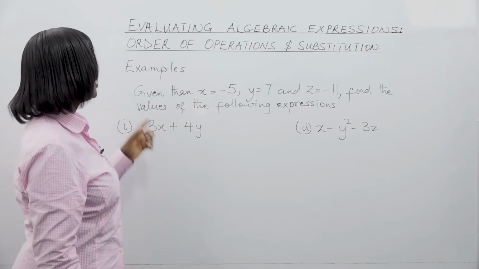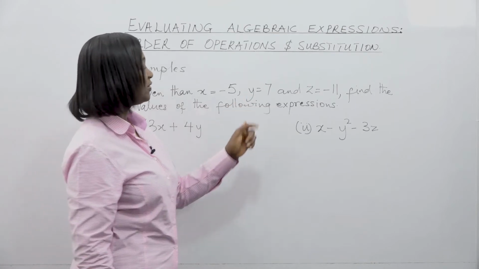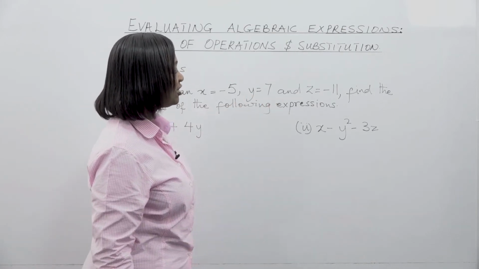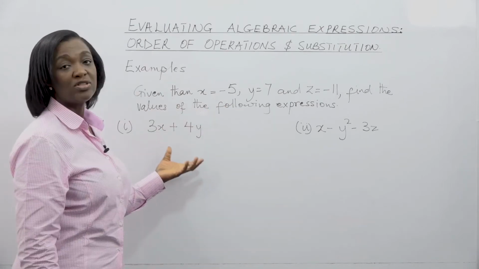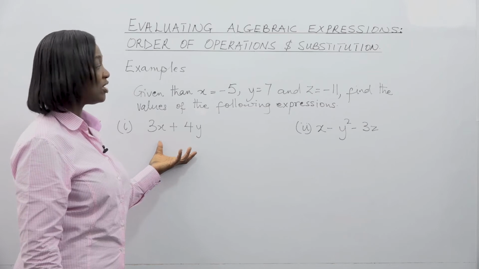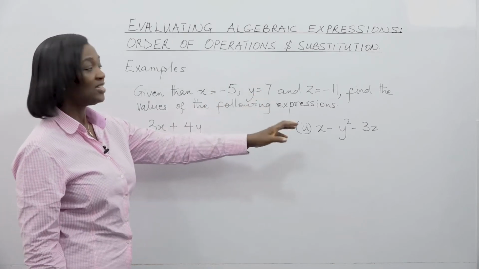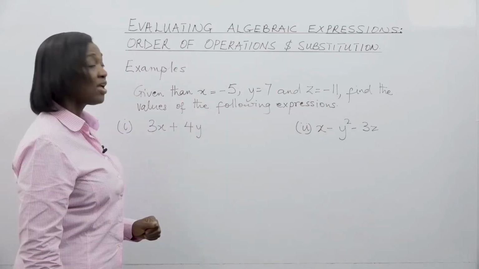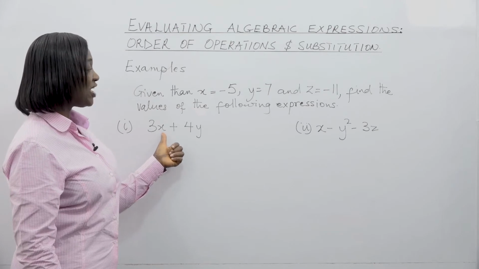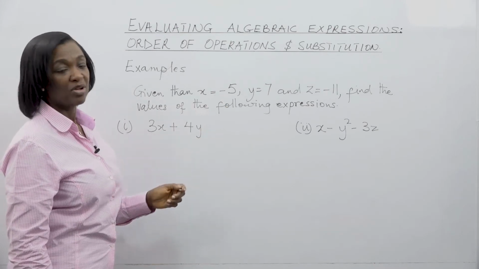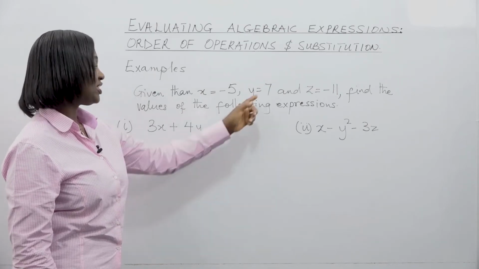This example says, given that x is equal to minus 5, y is equal to 7, and z is equal to minus 11, find the values of the following expressions. We want to find the value of the expression when x is minus 5, y is 7, and z is minus 11. So for the first one, anywhere you find x, you replace your x with minus 5, because the value of x is minus 5. And where you find y, you replace it with 7.